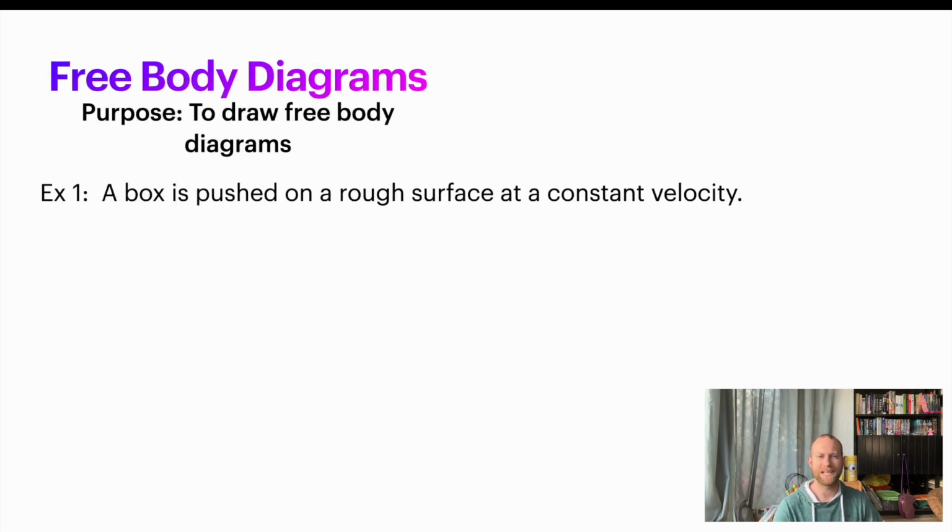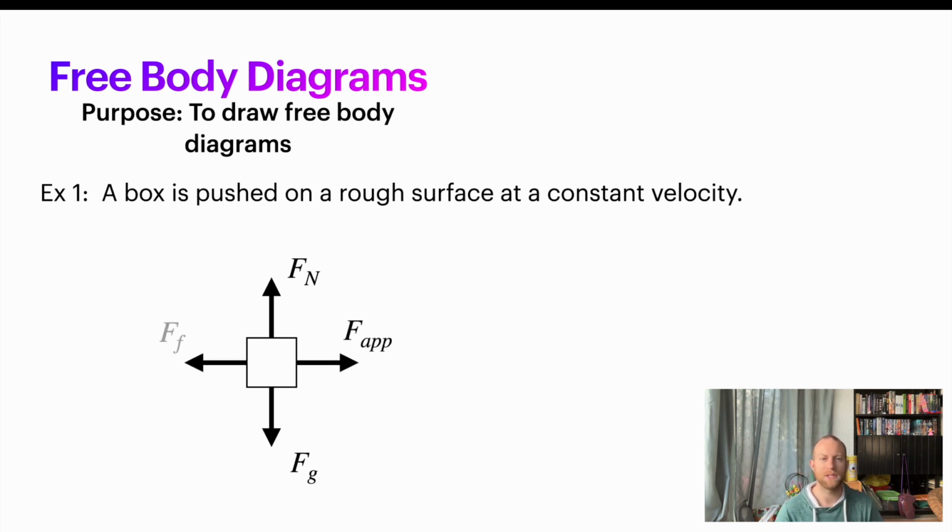All right, so first example here, we've got a box is pushed on a rough surface at a constant velocity. Anytime you hear the word rough surface, automatically you think there has to be friction. So here is our box. We draw it by a square. We've got force of gravity down. We've got normal force up. Those two forces are always going to be there if you have something that's on a surface. We've got a force applied. And we've got force of friction since it's rough surface.